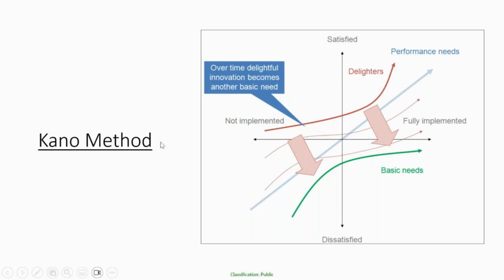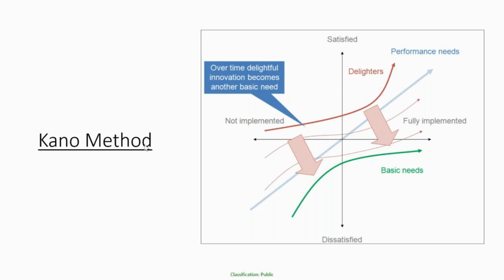The excitement needs come as delighters. Also, sometimes you might come across articles or posts which mention two additional types of needs that can be considered, which are indifferent and reverse needs. What do these categories of needs imply? So let's look into it.